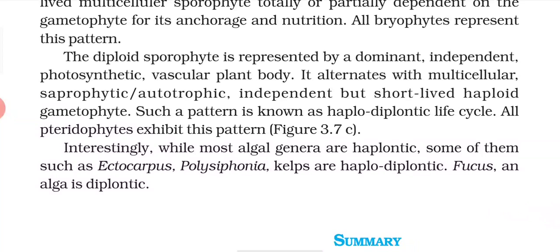Now, interestingly, while most algal genera are haplontic, some of them, such as Ectocarpus and Polysiphonia, keep a haplodiplontic pattern. Fucus, an alga, is diplontic.